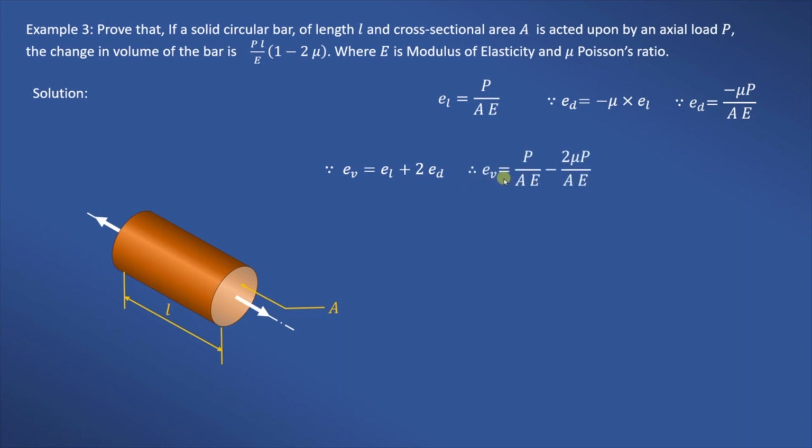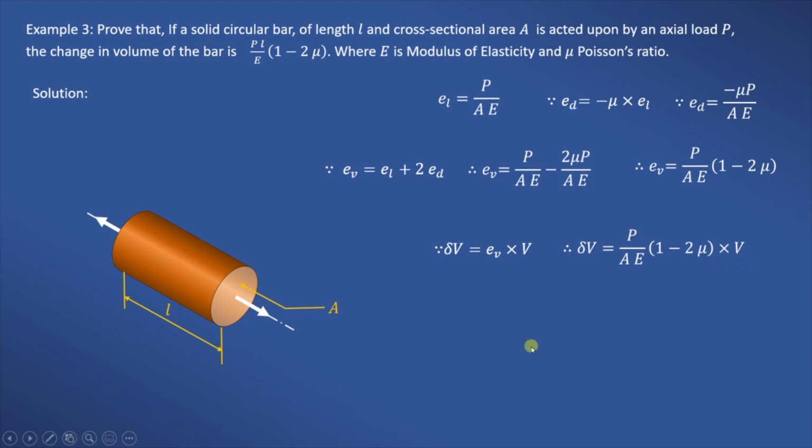So volumetric strain, now we have just substituted the values. Strain in length is P upon AE. Strain in diameter is nu times P upon AE, but it is twice the strain in diameter here, so 2 times. And this is how we have found out volumetric strain. Change in volume is strain in volume into the volume. So let's put the value. Strain in volume is P upon AE into 1 minus 2 nu, that is strain into the volume.